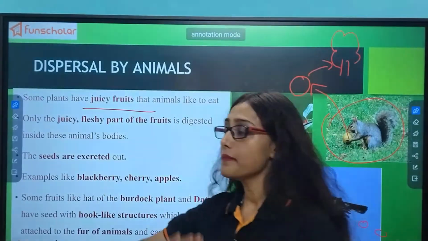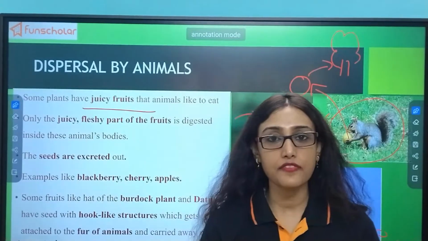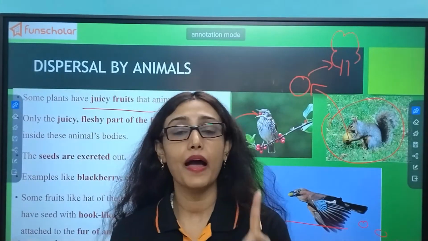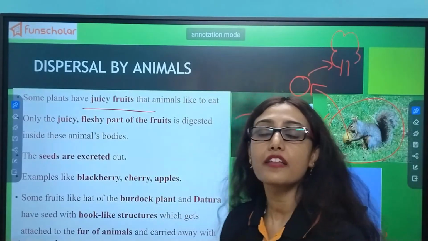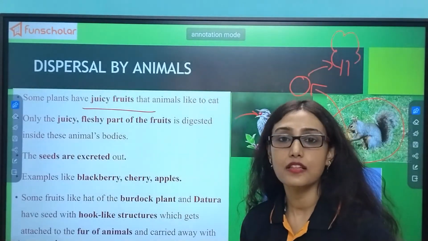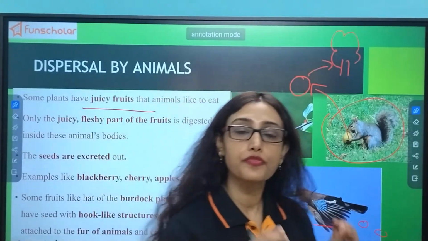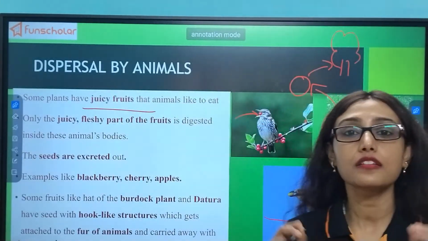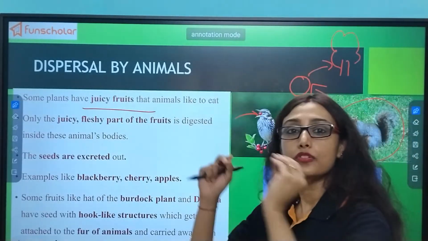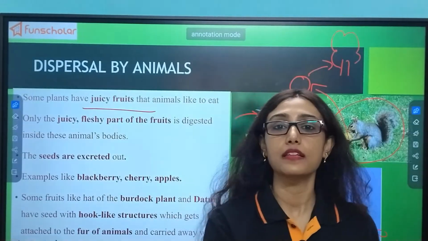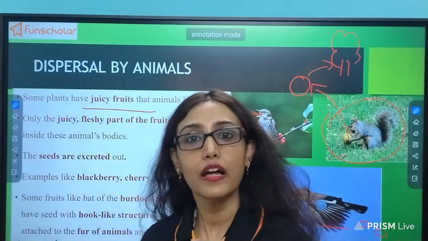In this way, we are benefited from the plants, and the plants are also benefited by this process because we are not consuming the seeds. Some seeds we do consume, it's right, but in most fruits we don't eat the seeds. We throw them out. So that's why seeds are dispersed from one place to another.